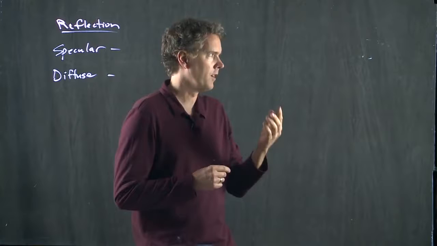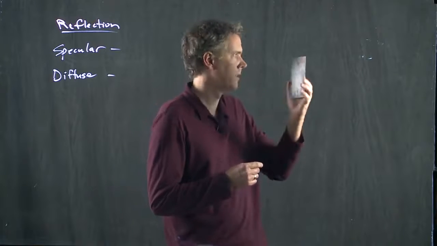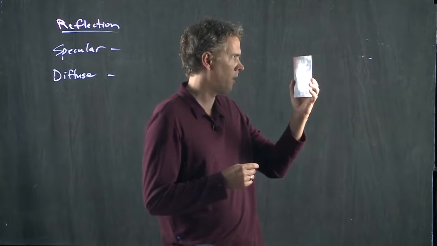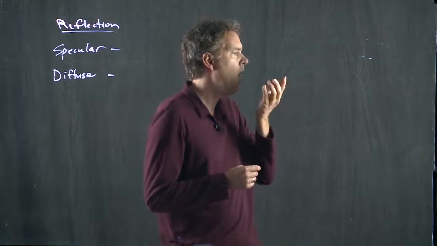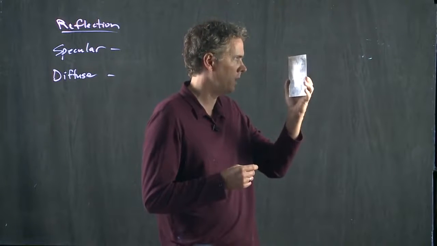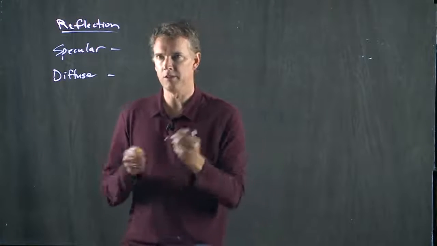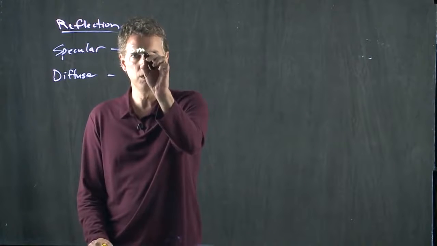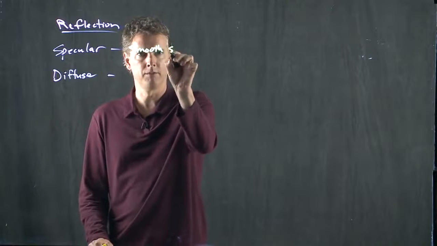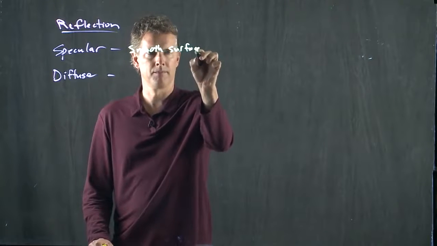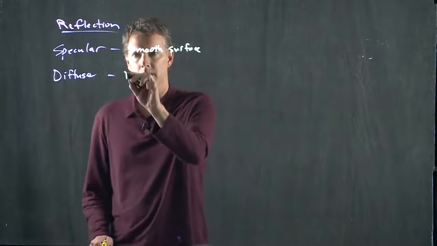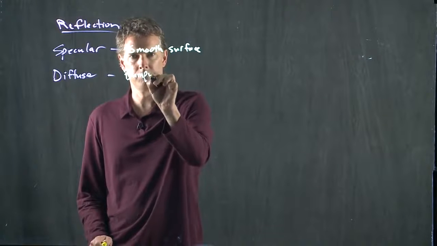Diffuse reflection is if I do this. Okay, I fog up the mirror, and now, while it's foggy, you can't make out my face anymore. So specular is just that. It is a smooth surface. Diffuse is a bumpy surface.